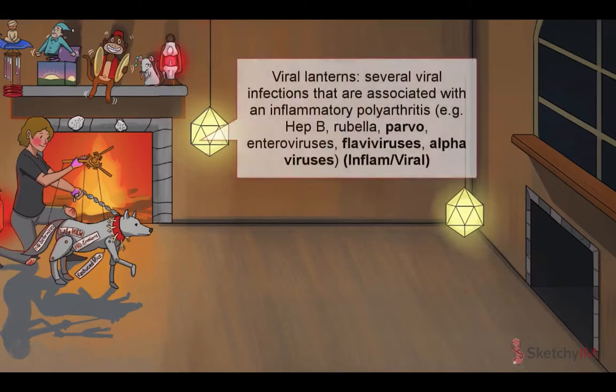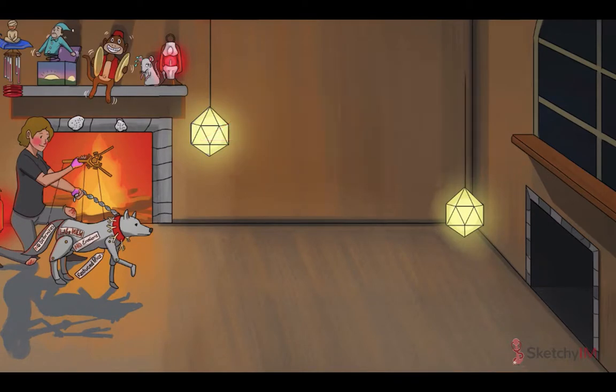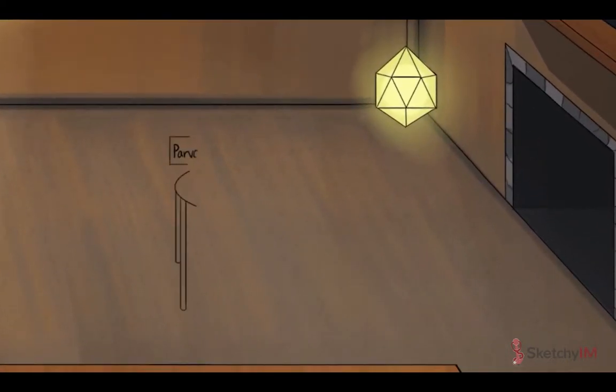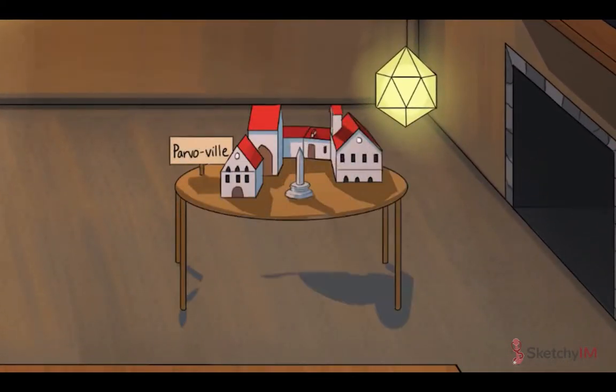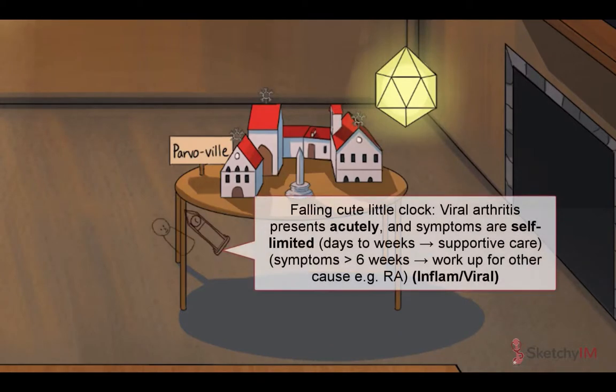First up, the viruses. There are several viral infections that are associated with the polyarthritis syndrome, including Hep B, rubella, parvo, and enteroviruses. Compared to the insidious onset of RA, viral polyarthritis syndromes typically follow an acute time course, as illustrated by the cute little clock tower. It's falling, to remind you that these symptoms usually last only a few days to a few weeks. There's typically no bone destruction, and symptoms resolve without treatment.